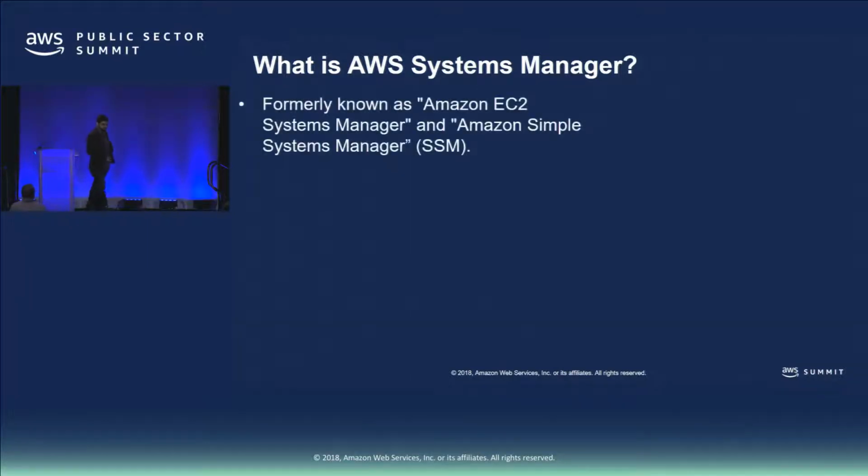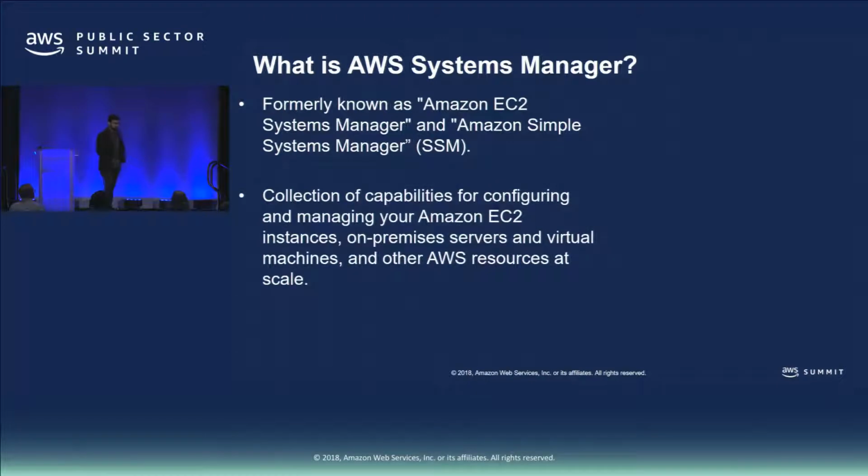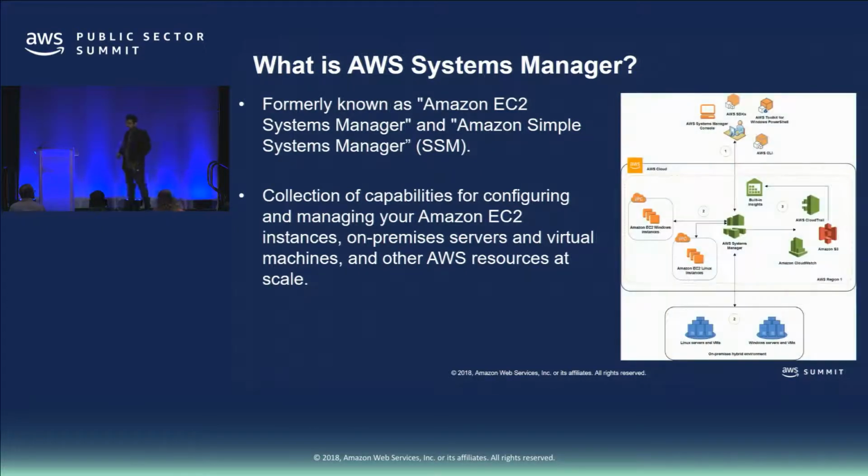So Systems Manager, which was formerly known as Amazon EC2 Systems Manager or Amazon Simple Systems Manager, is basically a collection of capabilities for configuring and managing your Amazon EC2 instances, your on-prem resources, or any VM with the Systems Manager agent running on it. And you can do that at scale. You can do things like applying operating system patches or software patches. You can collect inventory data. You can build automation workflows like creating golden images, and so on with different Systems Manager features.